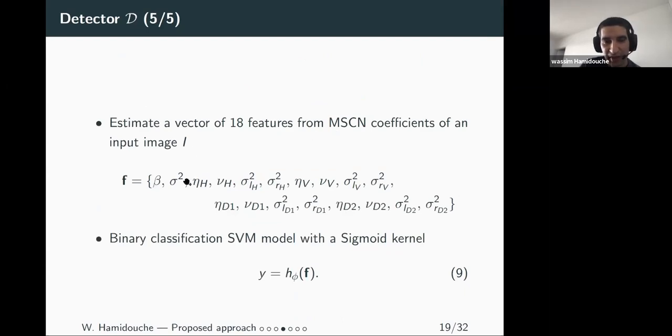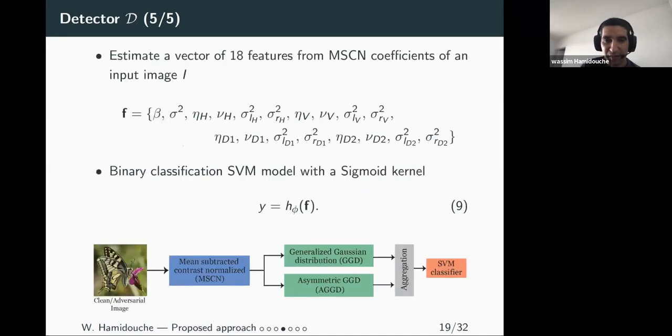So these 18 features, we put them in a vector of features, we call here F. And these features will feed a binary classifier, which is an SVM model with a sigmoid kernel, that will detect if the input image is adversarial or not. So if we have 1, the image is detected as adversarial. If we have 0, the image is detected as clean. And since these features are very sensitive to distortion that is added by the attacks, we think that it will be efficient to detect adversarial examples.